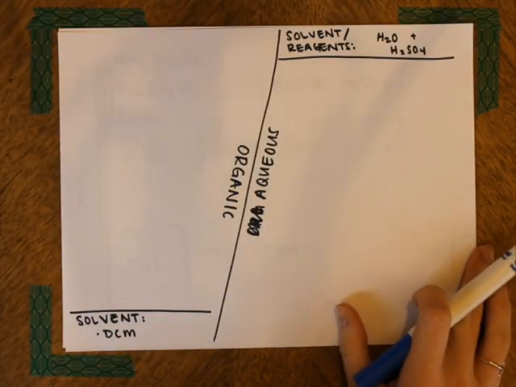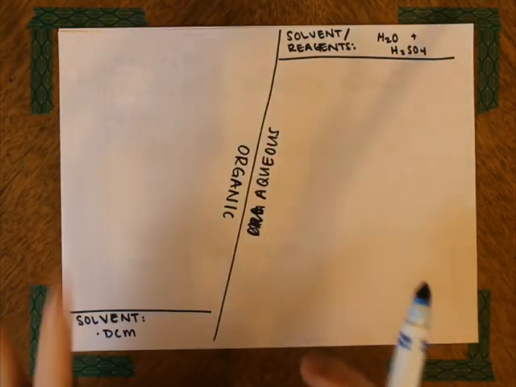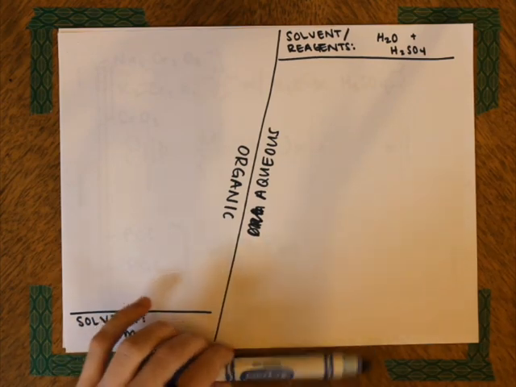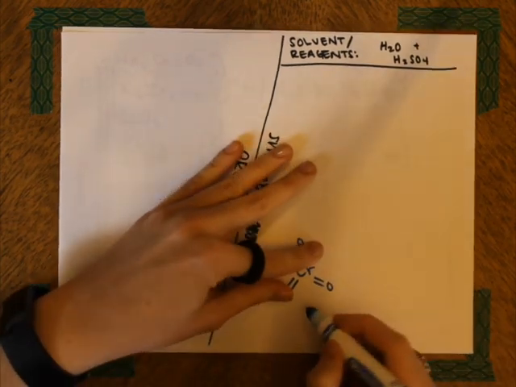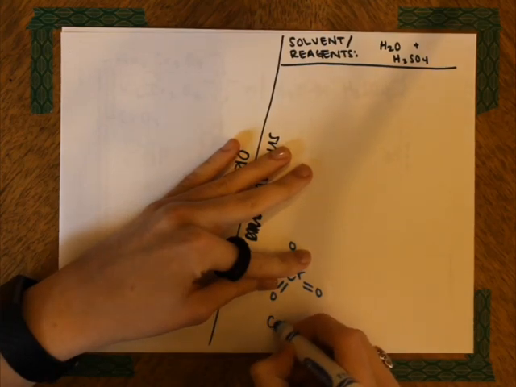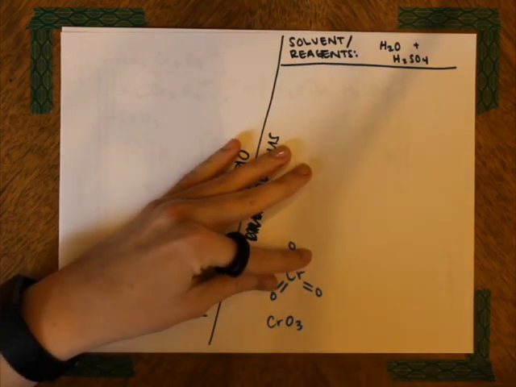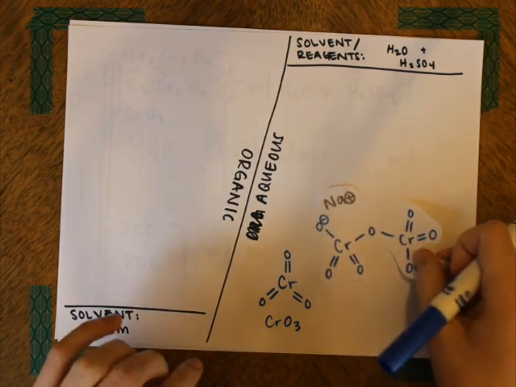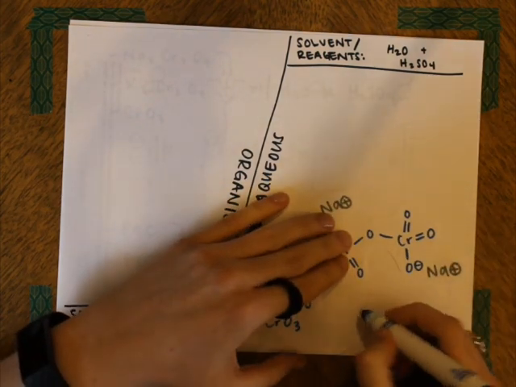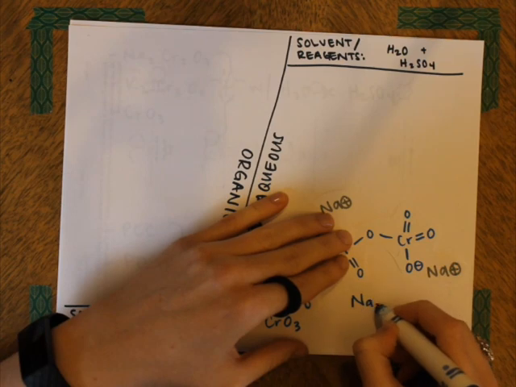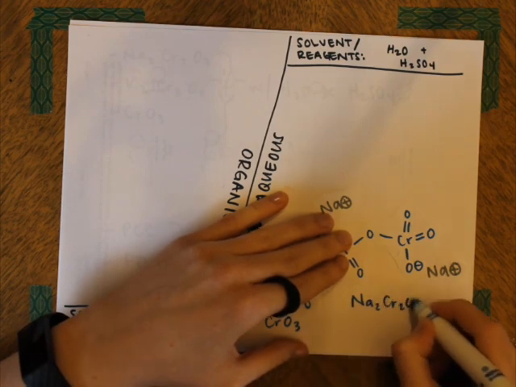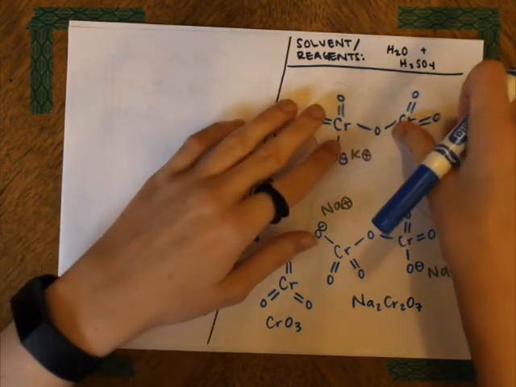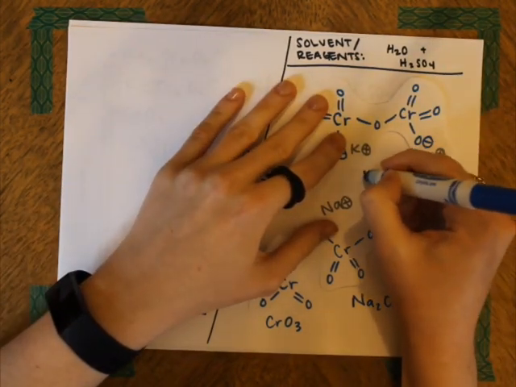So we have two sides. We could either do the organic route or the aqueous route, and a lot of the time they're pretty similar. So here we have this guy. You can call him CrO3. All of these are chromium-6 agents. Here is sodium dichromate, Na2Cr2O7. We also have potassium dichromate, basically the same thing.